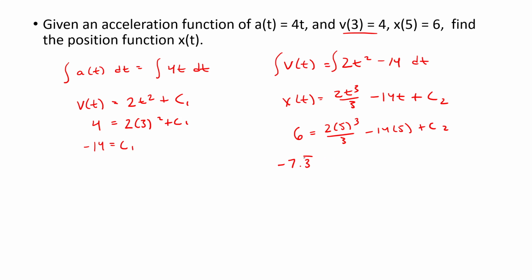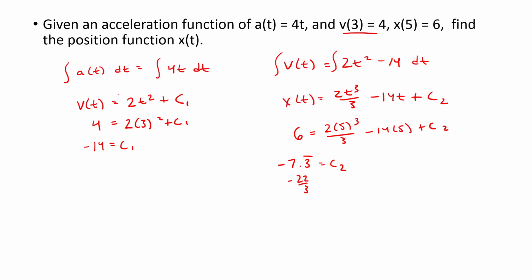You can leave decimals on the UConn test. This is considered exact, right? As long as you put the repeating decimal there, that's okay. Of course, you can make that into a fraction if you chose. It would be negative 22/3, which would also be fine.